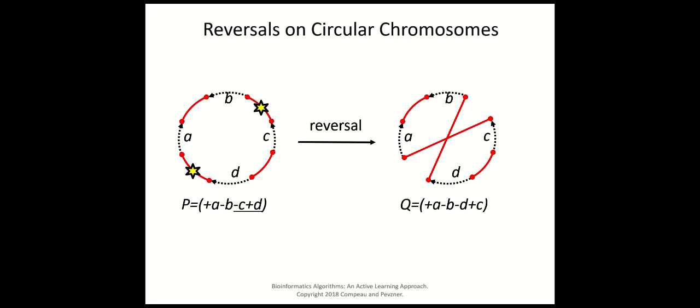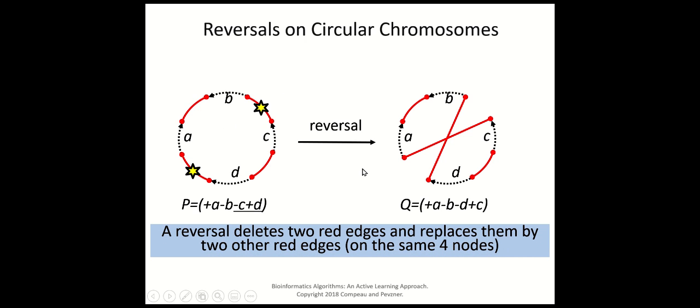What did I do? I broke these arcs. A reversal deletes two red edges and replaces them by two other red edges on the same four nodes. I deleted these two red edges and replaced them with these ones.